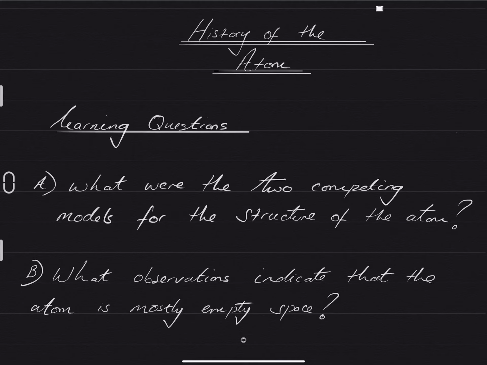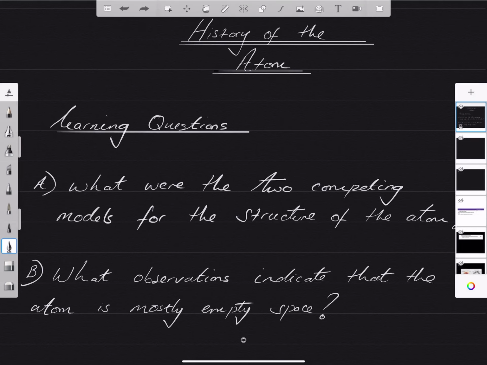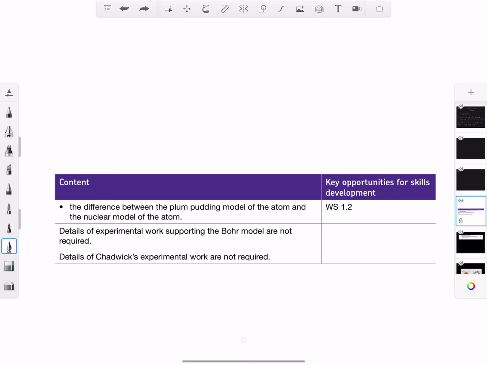So what observations indicate that the atom is mostly empty space? And once we've discussed the nuclear model, it should become apparent as to why the atom is considered to be mostly empty space.